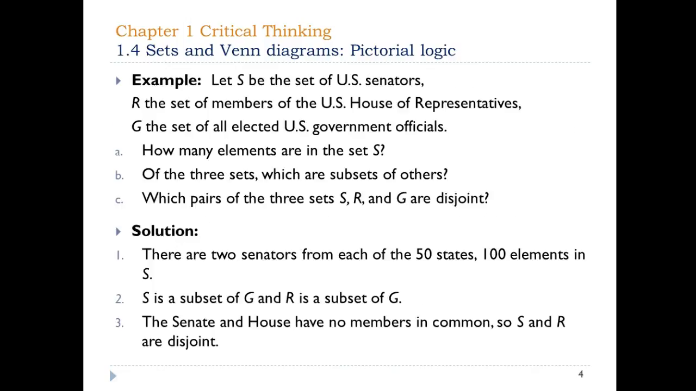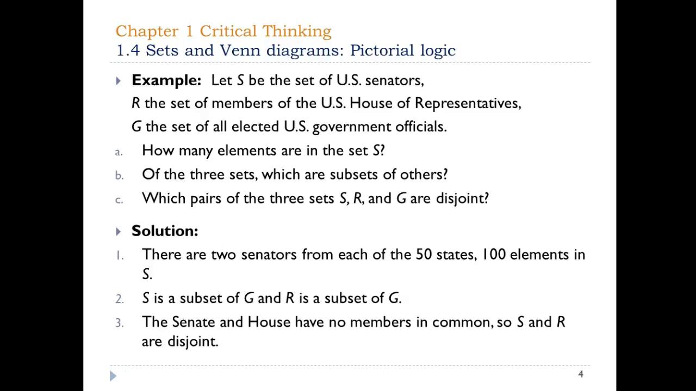Example: let S be the set of US senators, R the set of members of the US House of Representatives, G the set of all elected US government officials. How many elements are in the set S? Of the three sets, which are the subsets of others? Which pairs of the three sets, S, R, and G, are disjoint?